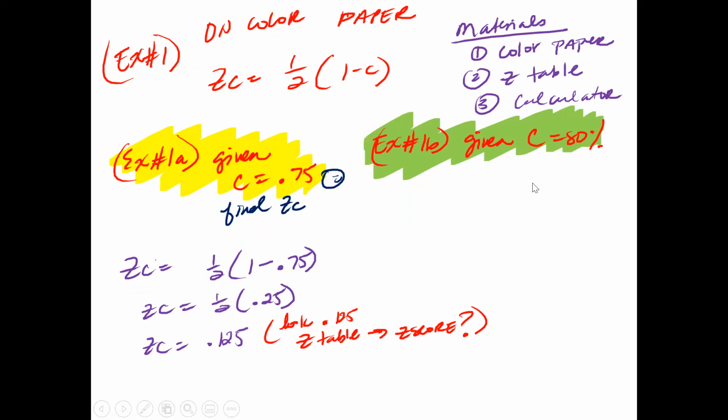Okay, let's go ahead and give it a try for example 1B, okay? Given that C equals 80%. So then what we're gonna do is ZC is equal to 0.5 times 1 minus 0.80, which is 0.5 times 0.20, and it's given to you that ZC equals 0.10.